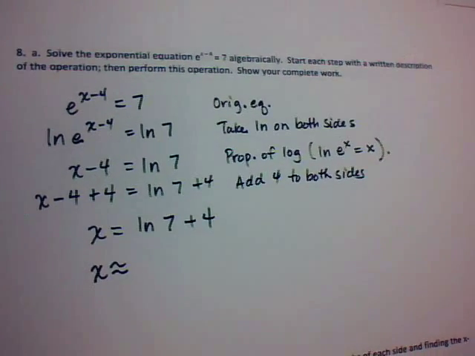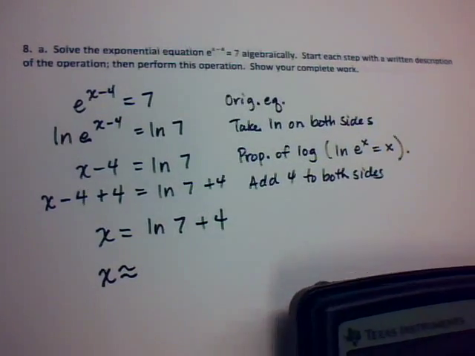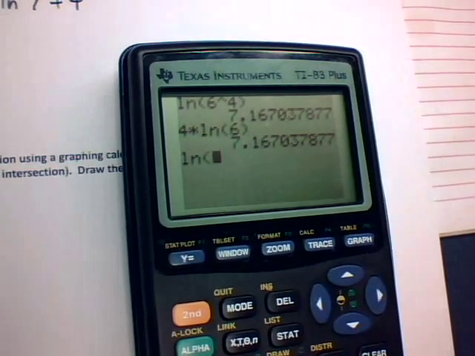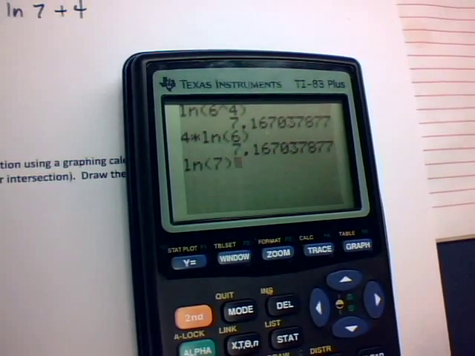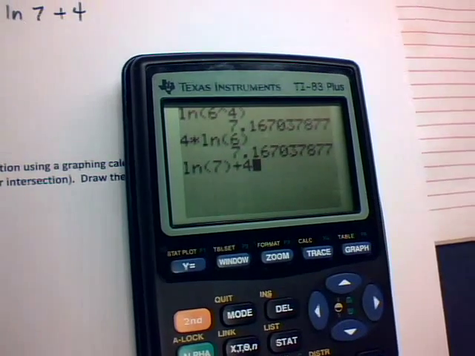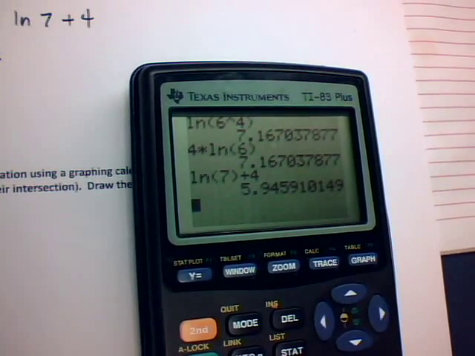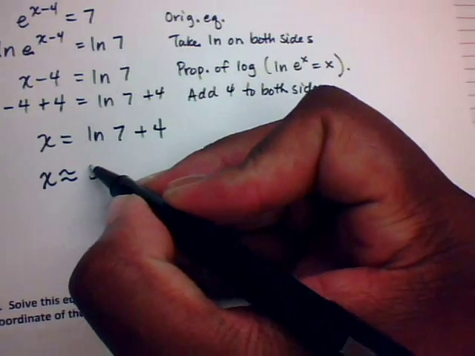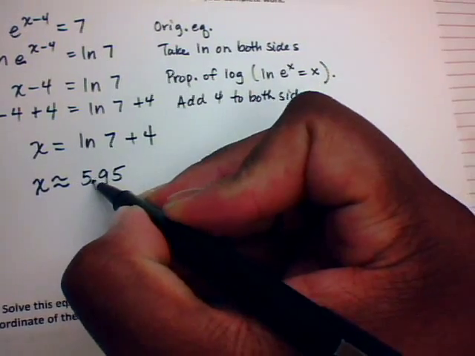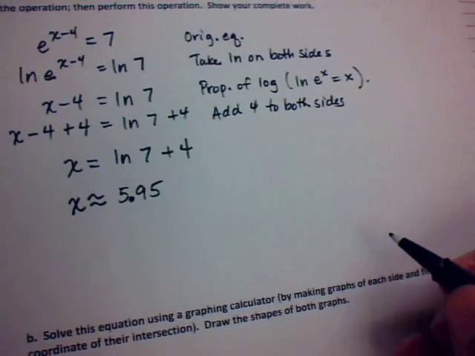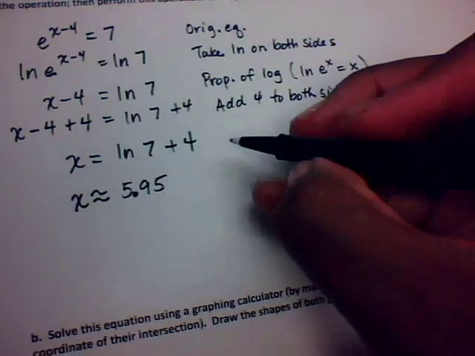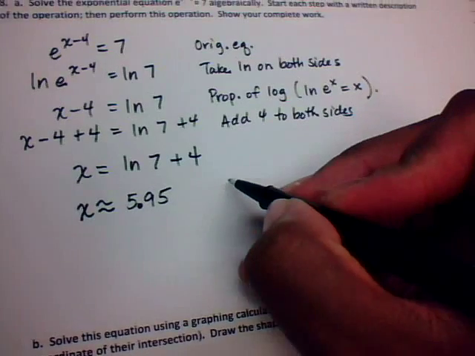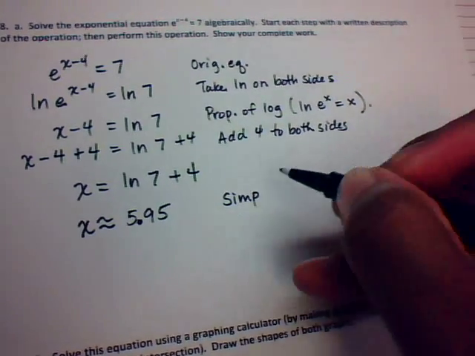And in this case, when we use the calculator to evaluate ln of 7 plus 4, we press ln and then 7, close the parentheses, and then plus 4, which is equal to, we're going to say, 5.95 to 2 decimal places. So here basically I'm just simplifying.